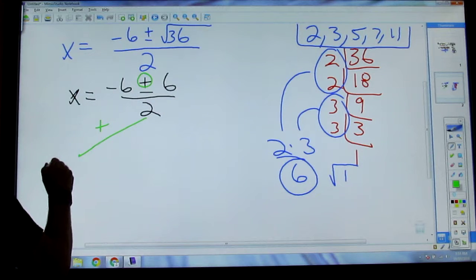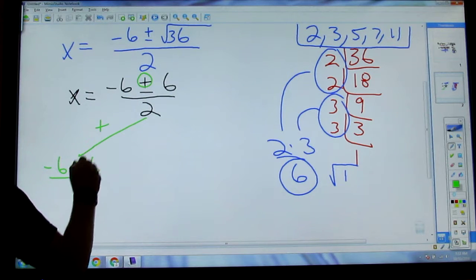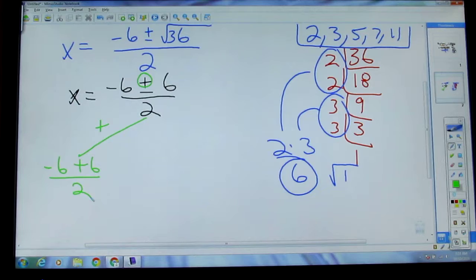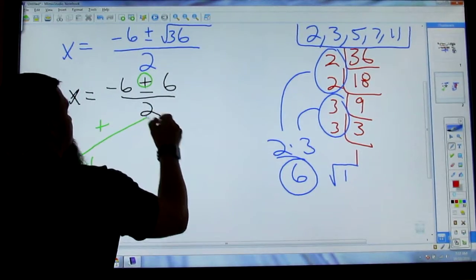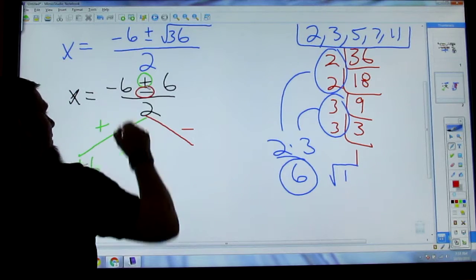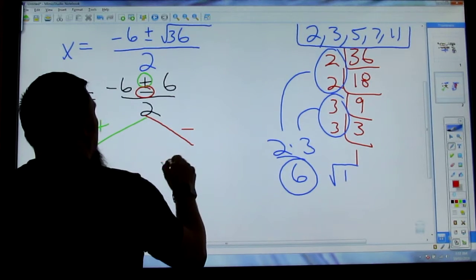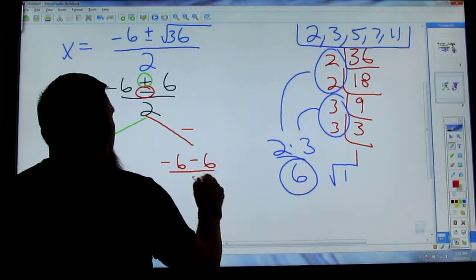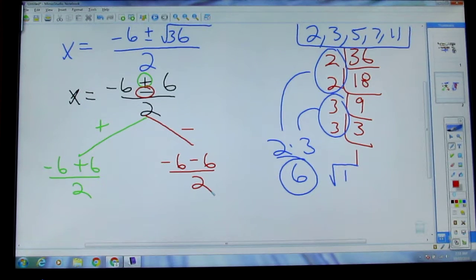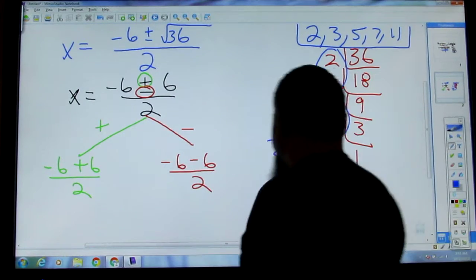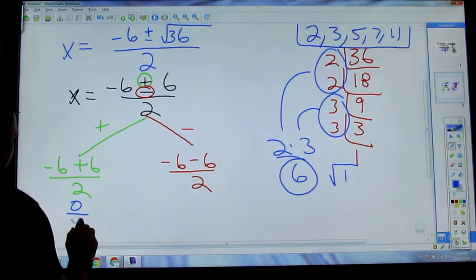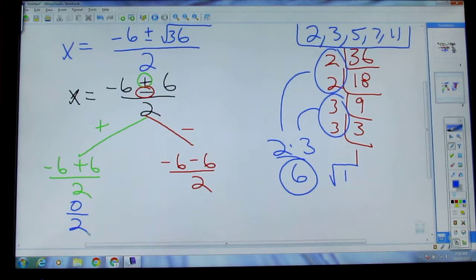So I'm going to go negative 6 plus 6 over 2. The other direction is minus, or this guy. And I'm going to go negative 6 minus 6 divided by 2. Okay? And then negative 6 plus 6 is 0, right? And so I get 0 over 2, which is 0 or undefined.